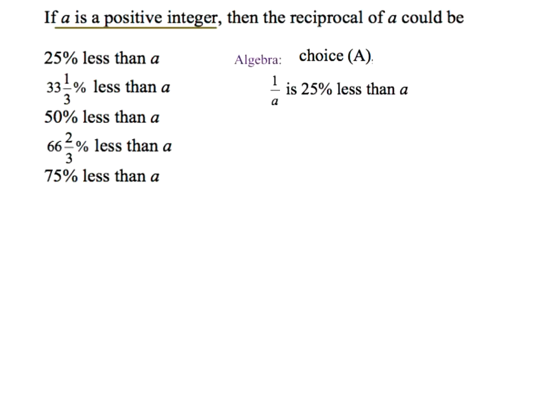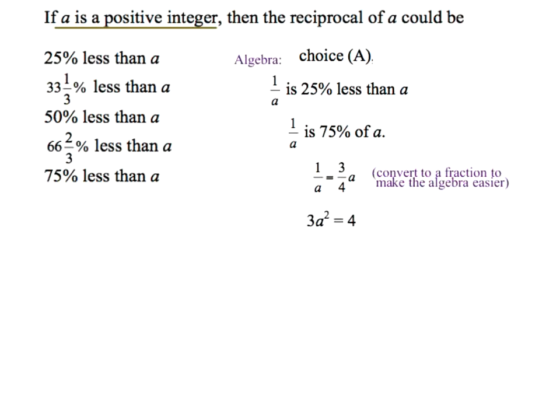It says that 1 over A is 25% less than A. As an equation, I mean, 25% less than A means 75% of A. So that means that it's a fraction. I mean, you want to make this a fraction because fractions are easier to solve. So put it to a fraction to make the algebra easier. So once you have that, then if you solve this, if you cross multiply, you get 3a squared is 4. So this is not going to be an integer.